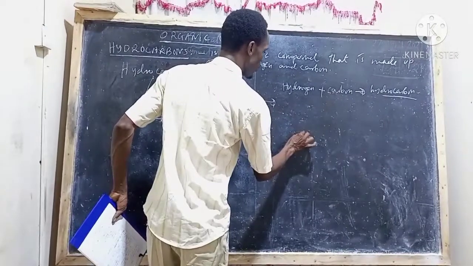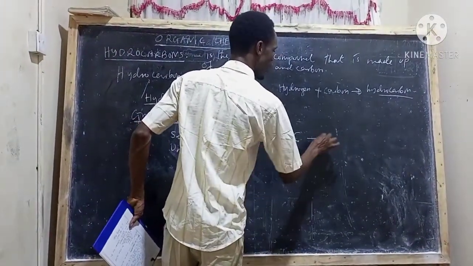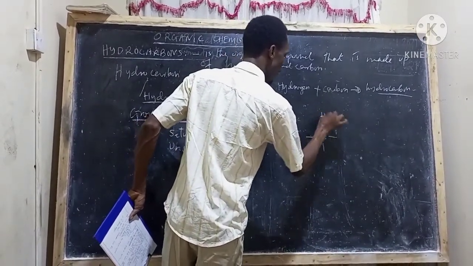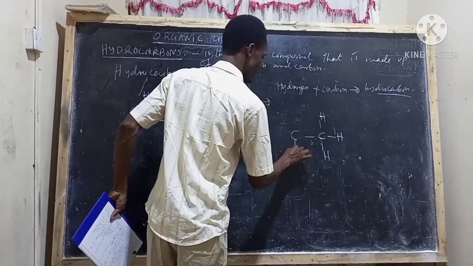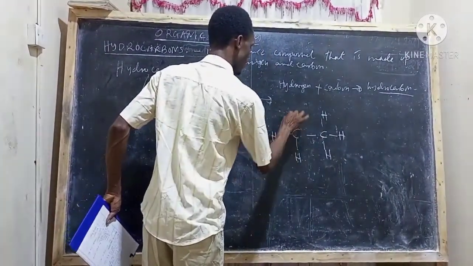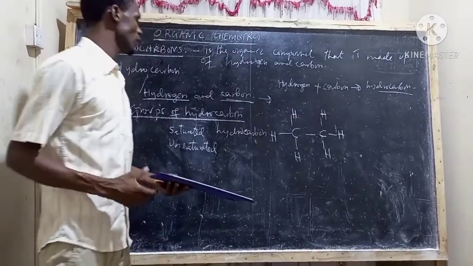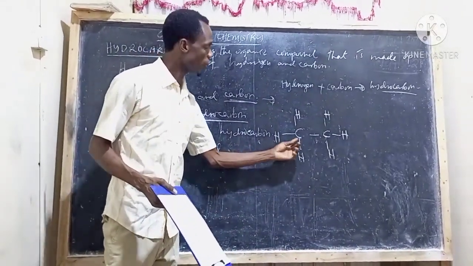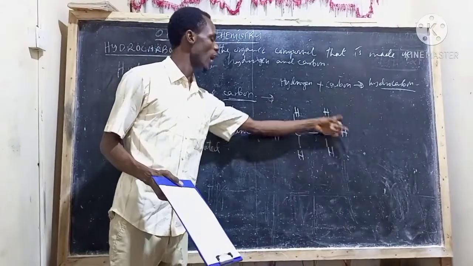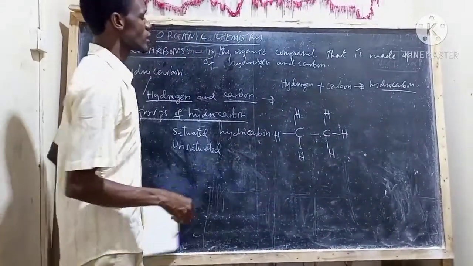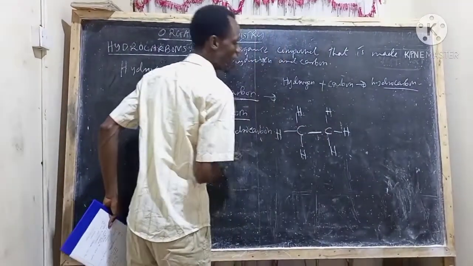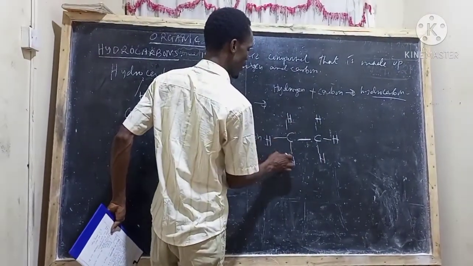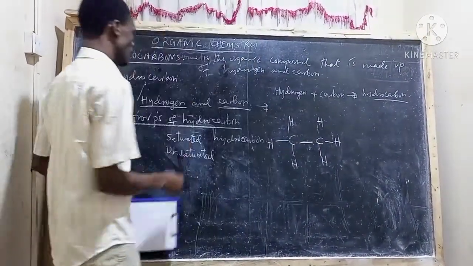For example, if all of the carbon bonds are occupied, now this is occupied, this is occupied, this is occupied, we call it saturated hydrocarbons. Saturated hydrocarbons means all of the bonds of the carbon are occupied with hydrogens. As you may see here, it is all occupied. There is no bond which is free. This is occupied by hydrogen, hydrogen, hydrogen, hydrogen, hydrogen, hydrogen, and this is called saturated hydrocarbons.